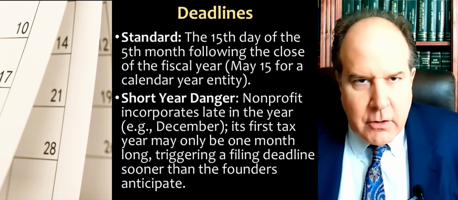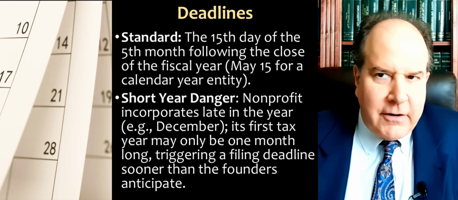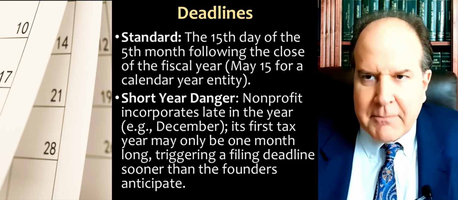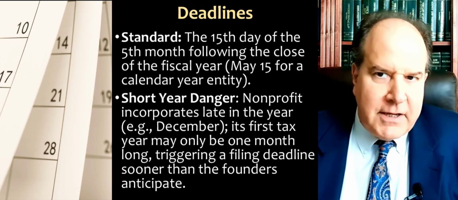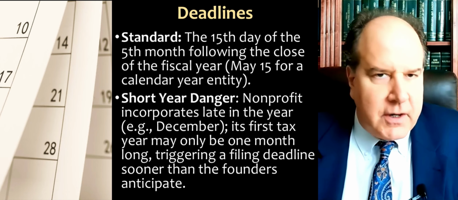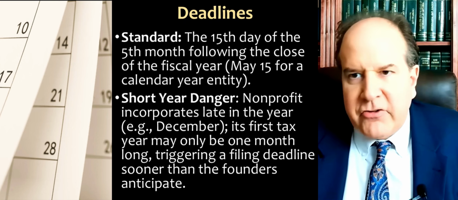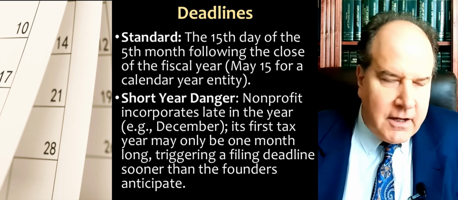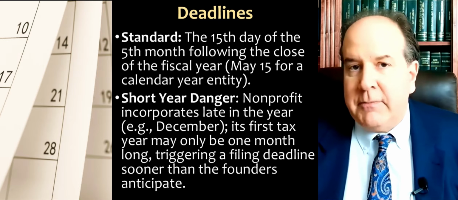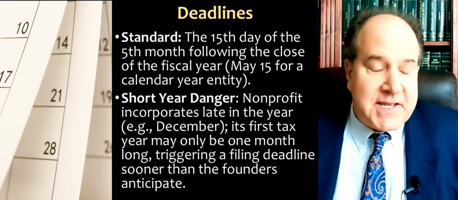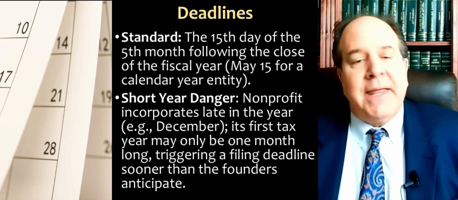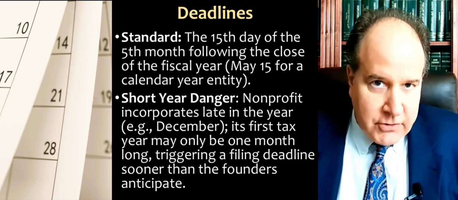And again, I mentioned this already, but watch out for the short year danger. Suppose a nonprofit incorporates late in the year, like maybe even in November or December. Its first tax year may be only 1 month long in that case, because they existed only for 1 month if they're going to have their fiscal year start again in January. So they're going to have a filing deadline much sooner than a lot of nonprofit startup founders anticipate. It will seem like they just incorporated, they sent in their documents, they haven't even gotten a determination letter from the IRS, and all of a sudden it's May and their 990 forms are due for their first year.